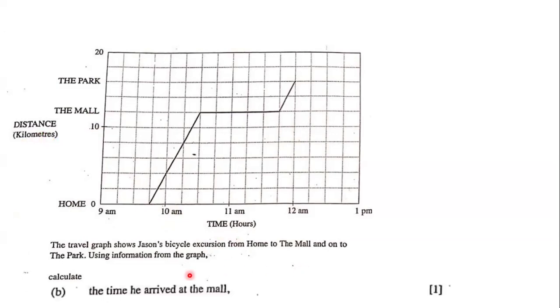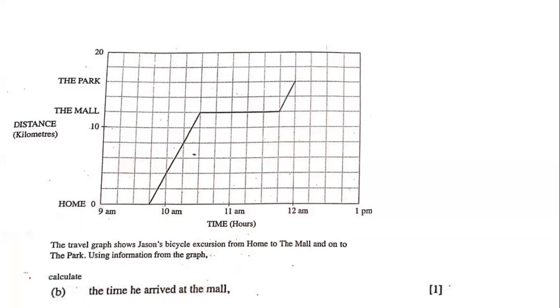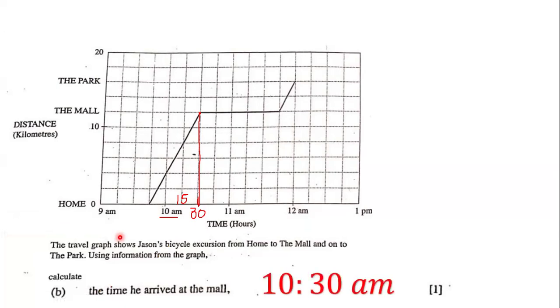Next, we have to determine the time he arrived at the mall. Now the time that he arrived at the mall, notice that here, right? So here is when he arrived at the mall. And this time right here, this is 10 a.m. This is 10:15 a.m. And this right here is 10:30 a.m. So that means that the time that he arrived at the mall is actually 10:30 a.m.